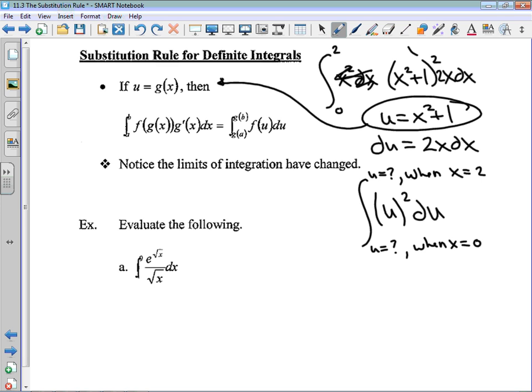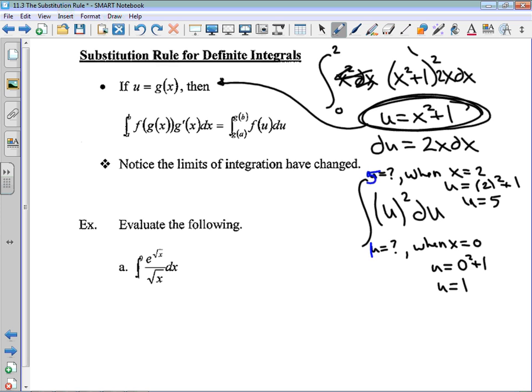It's this. This tells us the relationship between u and x. So when x is equal to 2, u is equal to 2 squared plus 1, u is equal to 5. When x is equal to 0, u is equal to 0 squared plus 1, so u is equal to 1. And that allows me to make this, with my u substitution, a 5 for my upper bound and a 1 for my lower bound.